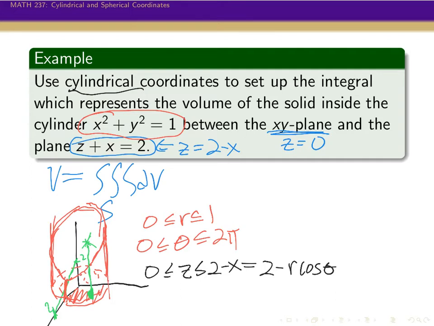Okay, and so our integral is going to become, so we're just integrating dV, and in this case we're integrating z first, from z equals 0 to 2 minus r cosine theta. And it's okay to have r and theta in the bounds here because they're going to be integrated later. Then for dV, I need r in here. And then let's do r next. R is going from 0 to 1.